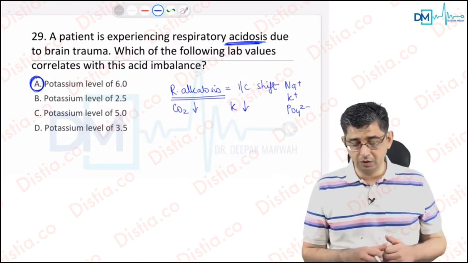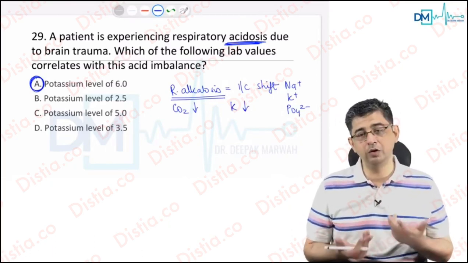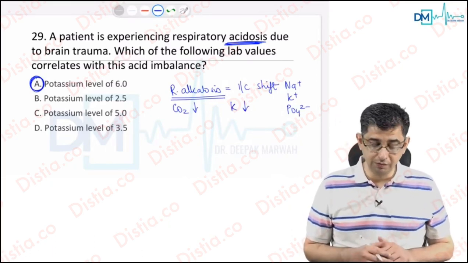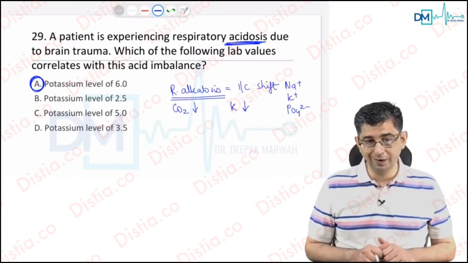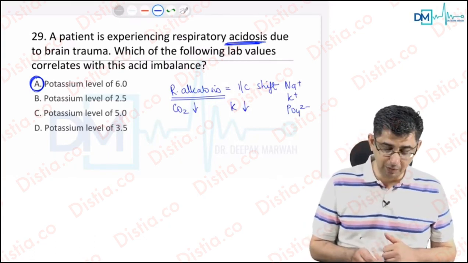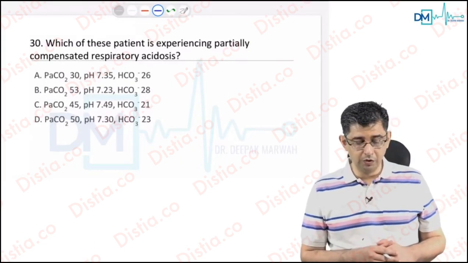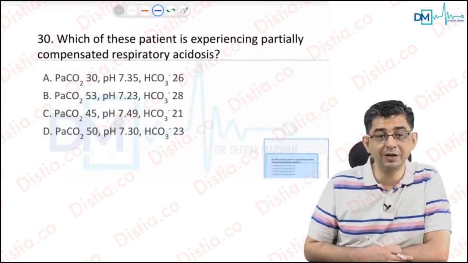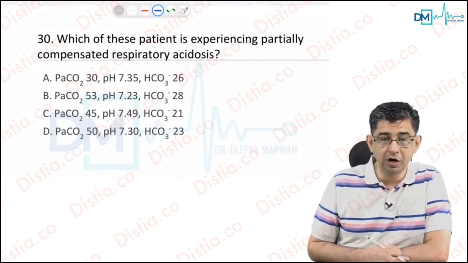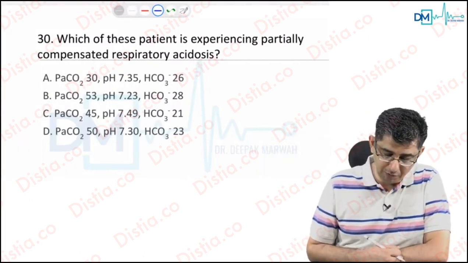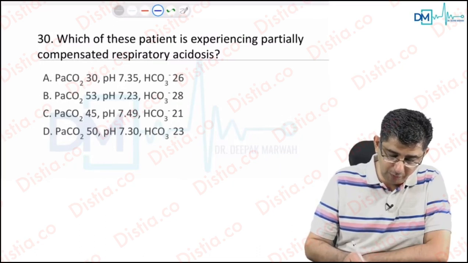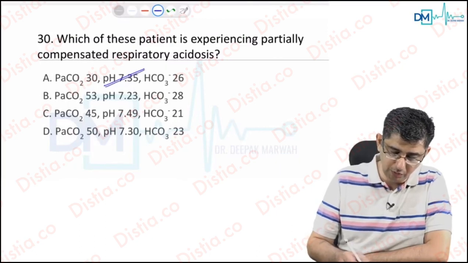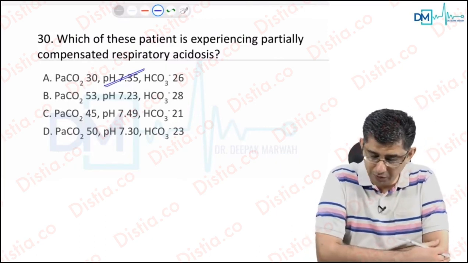You have to solve some questions on the basis of what you know, and then you need to apply the opposite of that. This is one such question, very atypical one, but that's how things are in the paper. Which of the following patients is experiencing partially compensated respiratory acidosis? So I will first look at in which options pH values are normal. 7.35 is normal, so at least one choice is immediately ruled out because this is fully compensated. So I will have to select from the remaining options.